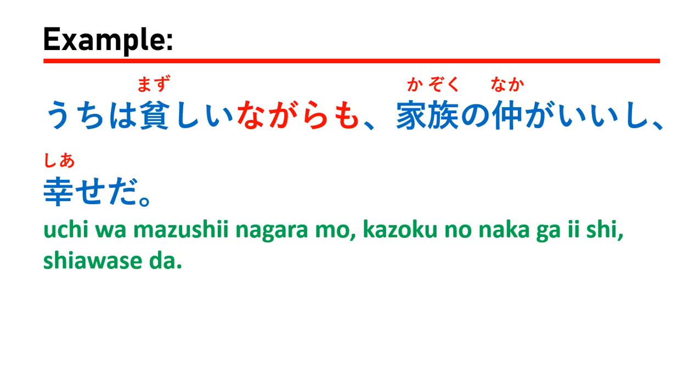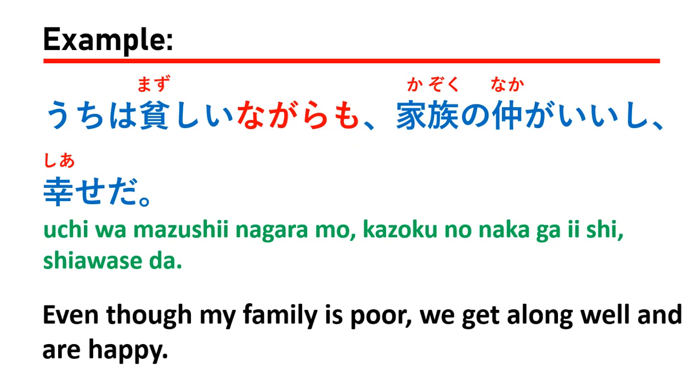And the next example: うちは貧しいながらも家族の仲がいいし幸せだ. Which means, even though my family is poor, we get along well and are happy.